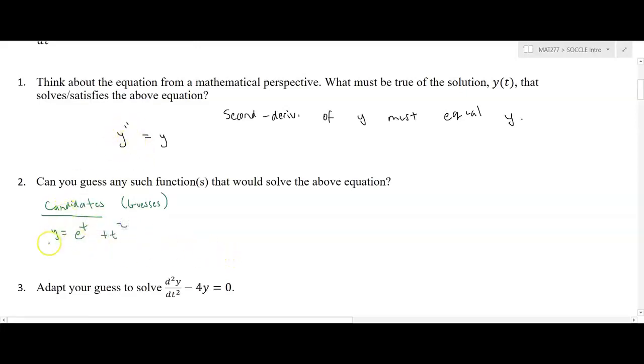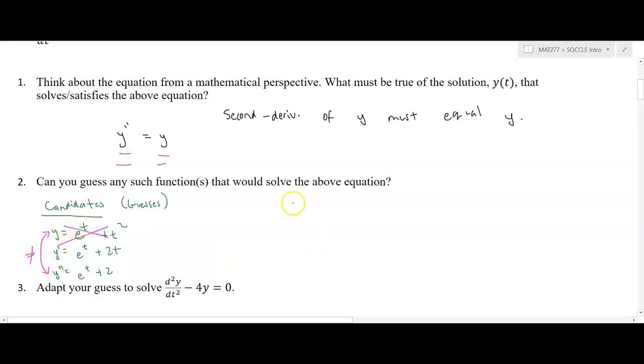In order for it to solve this equation, I have to make sure that the second derivative of what I pick as my candidate is the same as the original function. I take the derivative of this, and I see that it's going to be e to the t plus 2t. Now if I take the derivative of the derivative, I get e to the t plus 2. We notice the relationship between y and the second derivative: these two functions are not equal to one another.